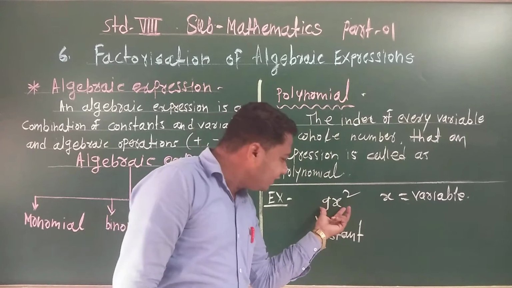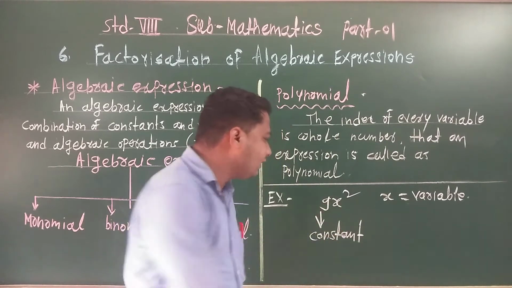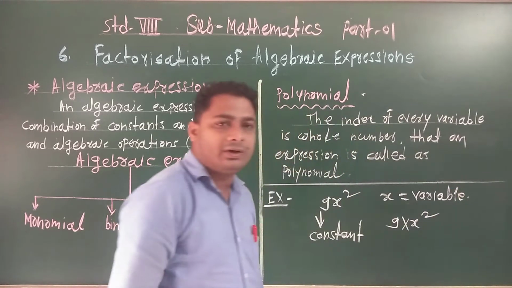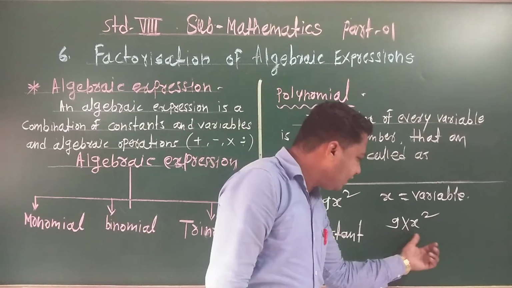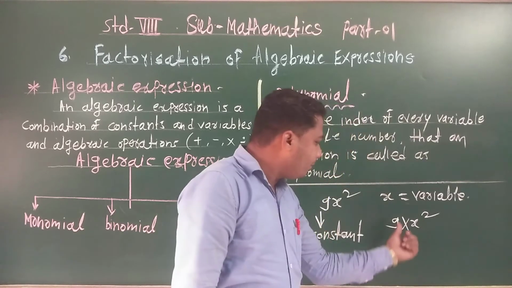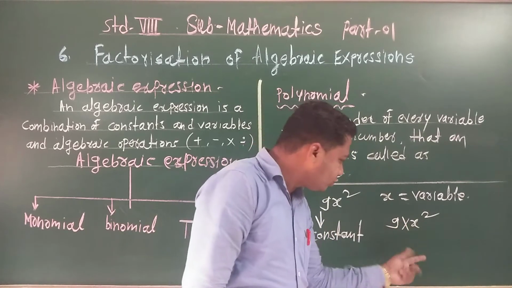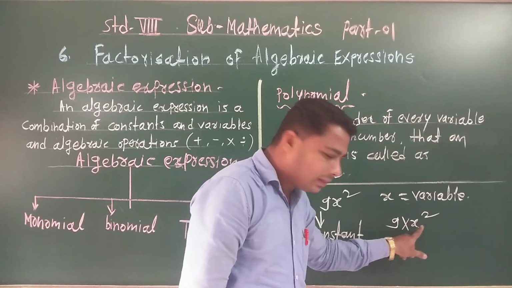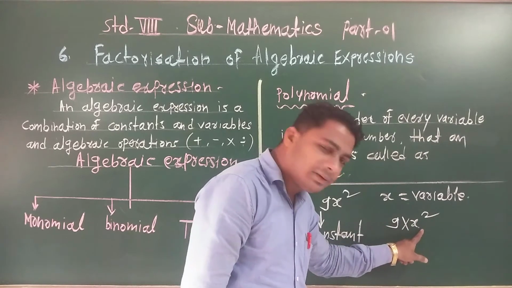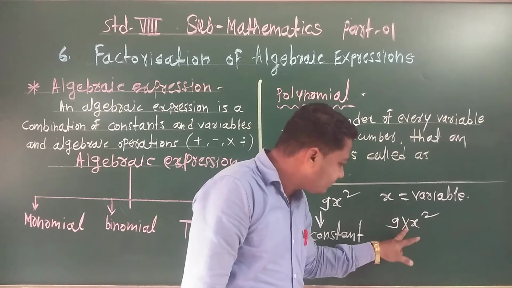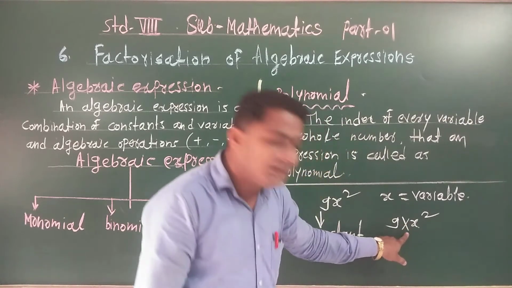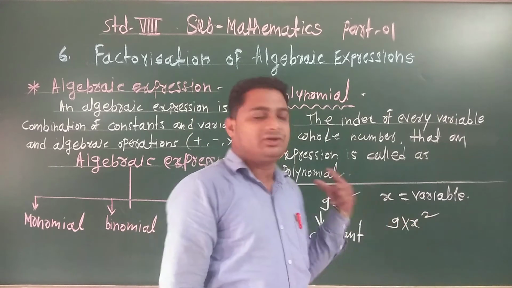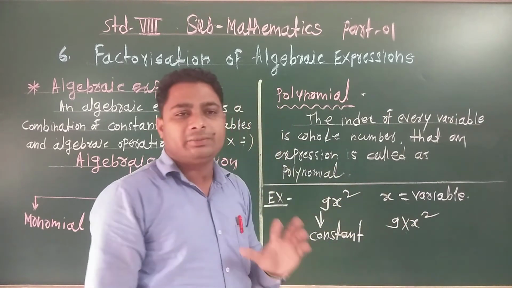So here we have 9 into x square, 9 multiplied by x square. That is a combination of constants and variables with an algebraic operation, multiplication. So that is called an algebraic expression. 9x square is an algebraic expression.